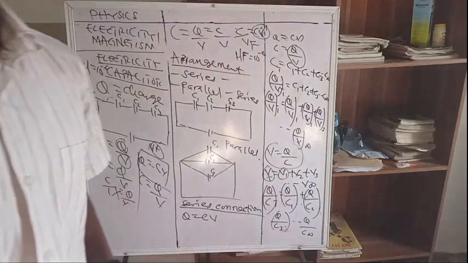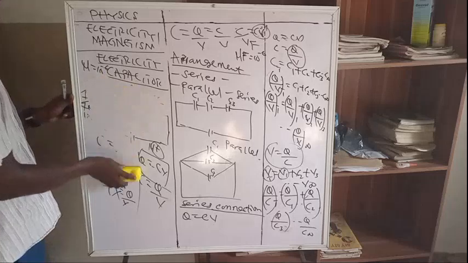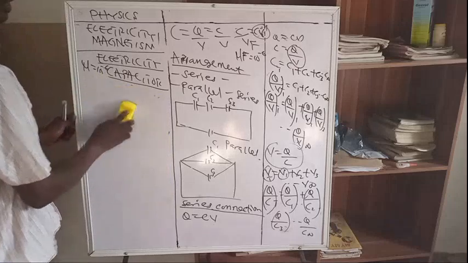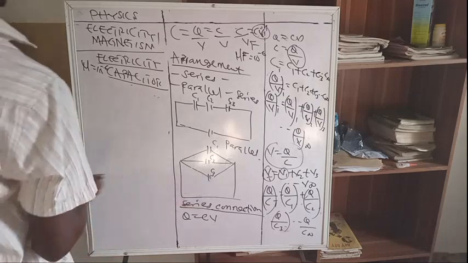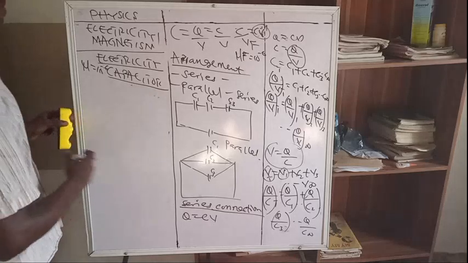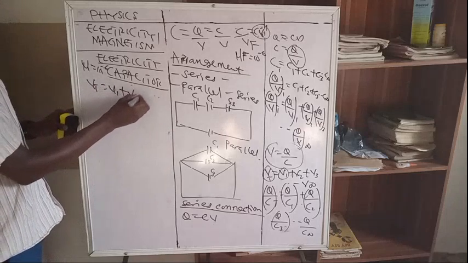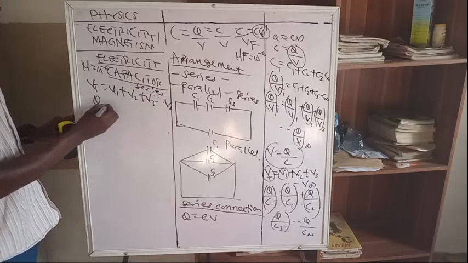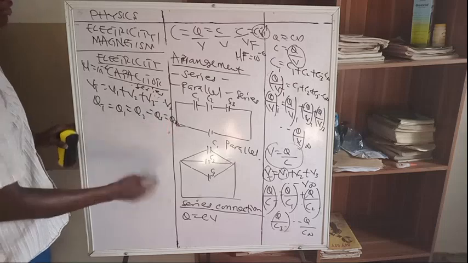Now take note: in series connection, potentials are different, but the charges are the same. So your V total is equal to V1 plus V2 plus V3 to V infinity, because they are different. But your charges are the same, so Q total is equal to Q1, equal to Q2, equal to Q3, equal to Q infinity.